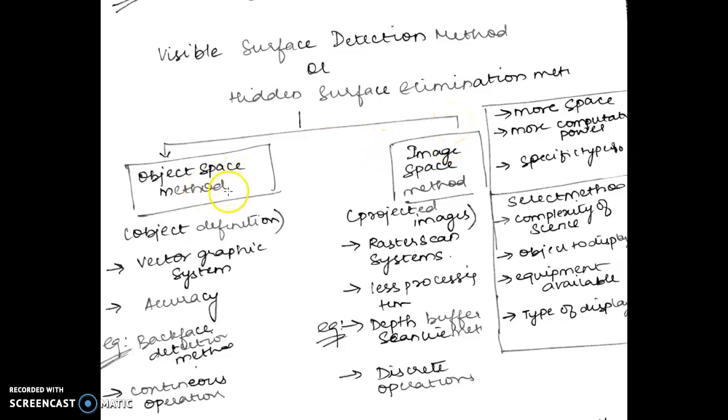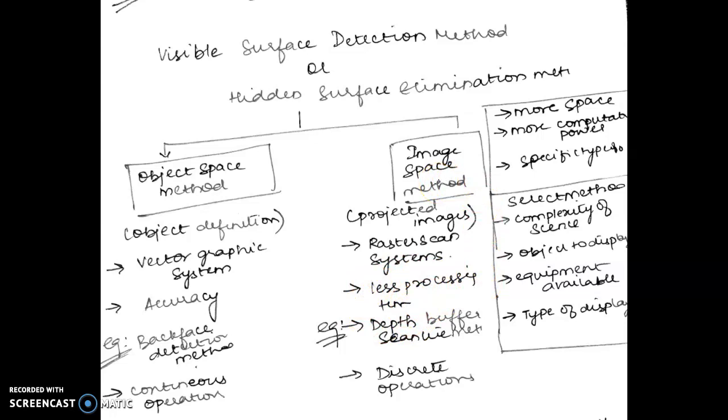The object space method is used for random scan systems or vector graphic systems, whereas the image space method is used for raster scan systems. We saw what raster and random scan systems are in unit 1, and we also know that another name for random scan system is vector display system. The object space method has more accuracy, which is a very big advantage. But the image space method has less processing time, which is its advantage.